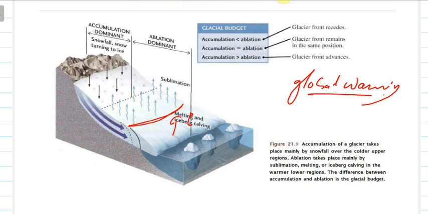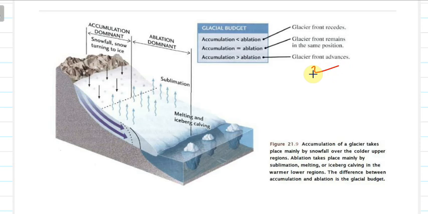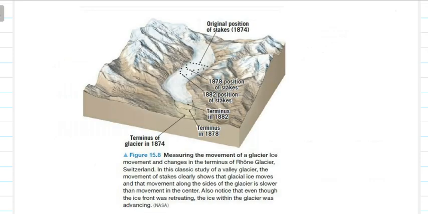Okay, and if glacier advances, it means that ice or the snowfall is very high, and due to that glacier is advancing and ablation is low. Okay, and line of equilibrium is when accumulation is equal to ablation. All right, so these terms you have to remember.